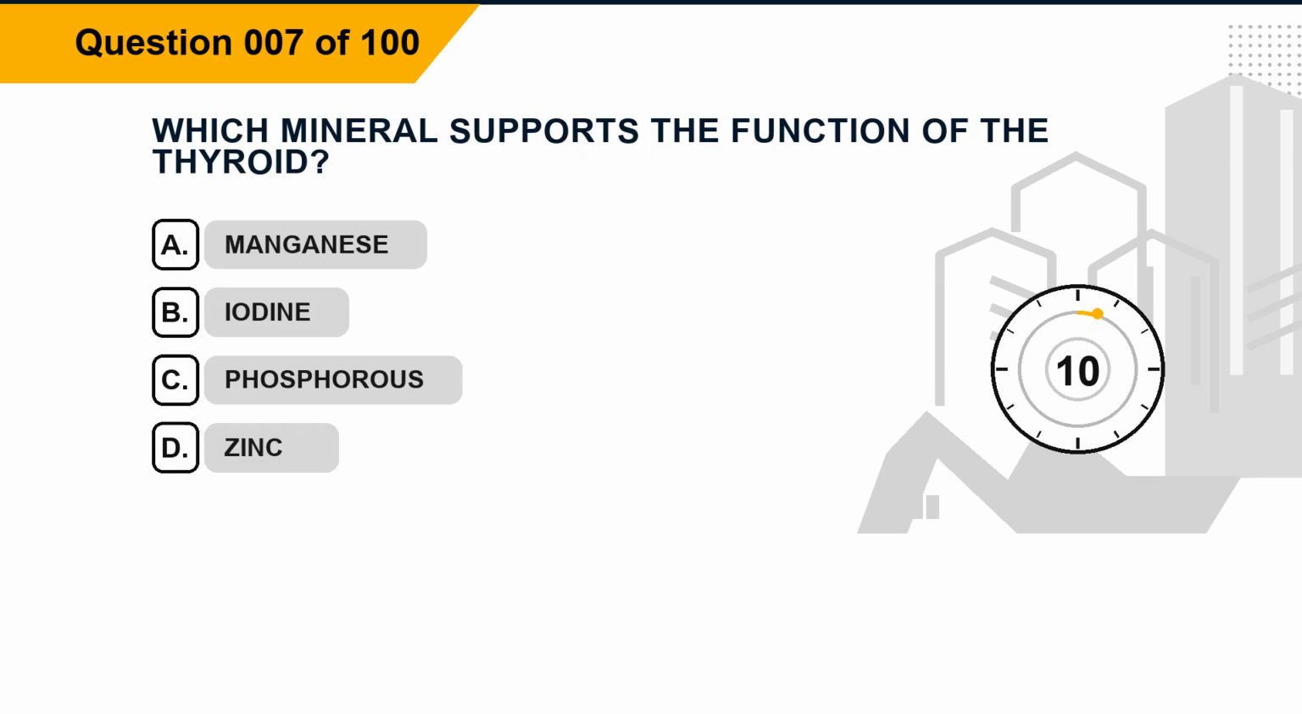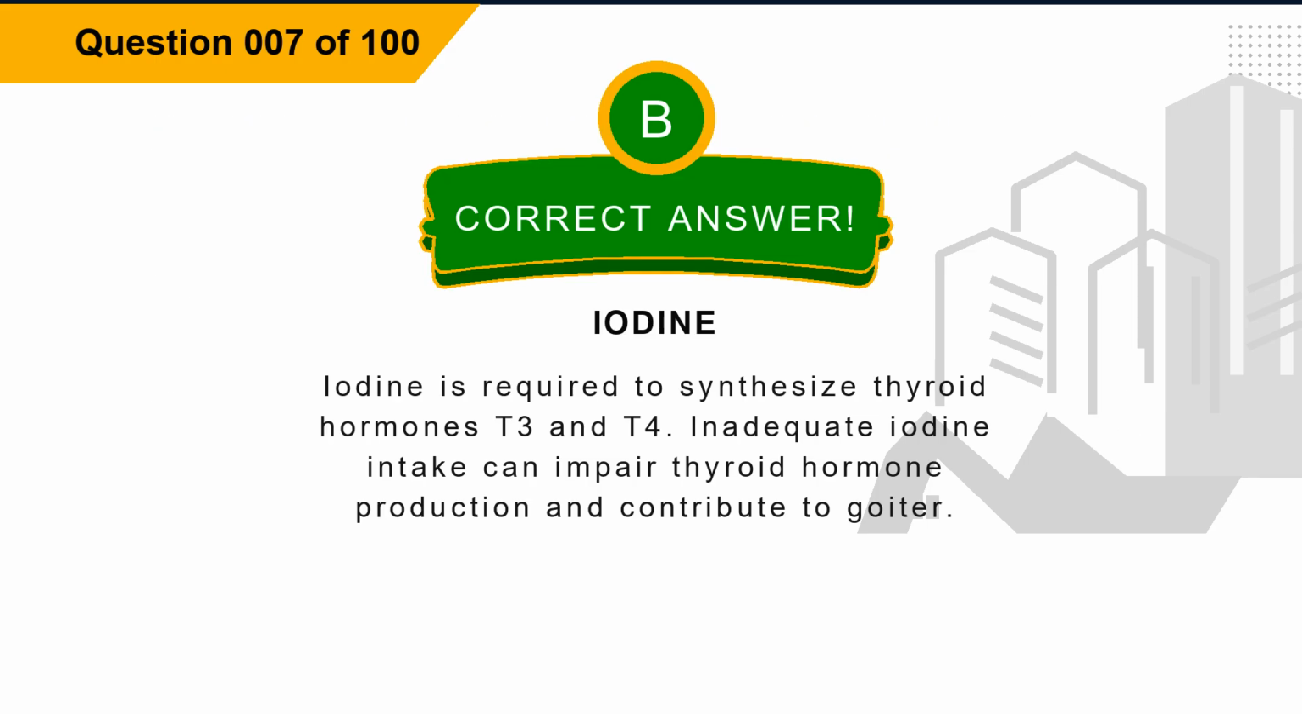Question 7. Which mineral supports the function of the thyroid? Option A, manganese. Option B, iodine. Option C, phosphorus. Option D, zinc. The correct answer is option B, iodine. Explanation. Iodine is required to synthesize thyroid hormones T3 and T4. Inadequate iodine intake can impair thyroid hormone production and contribute to goiter.